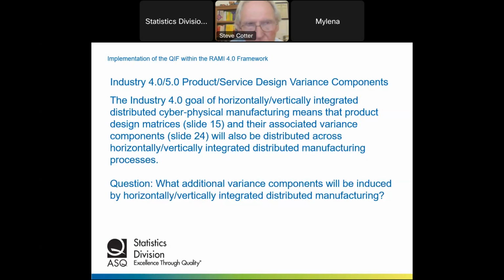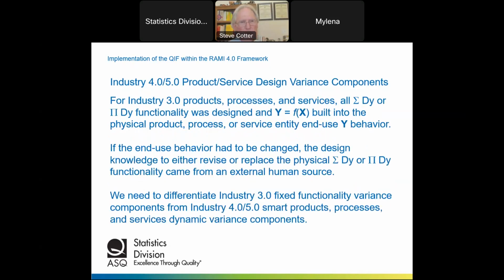The Industry 4.0 goal of horizontally, vertically integrated distributed cyber-physical manufacturing means that product design matrices, slide 15, and their associated variance components, slide 24, will also be distributed across horizontally, vertically integrated distributed manufacturing processes. So my question, and this is not just my question, I actually ran across this question in some calibration literature: what additional variance components will be induced by horizontally, vertically integrated distributed manufacturing?